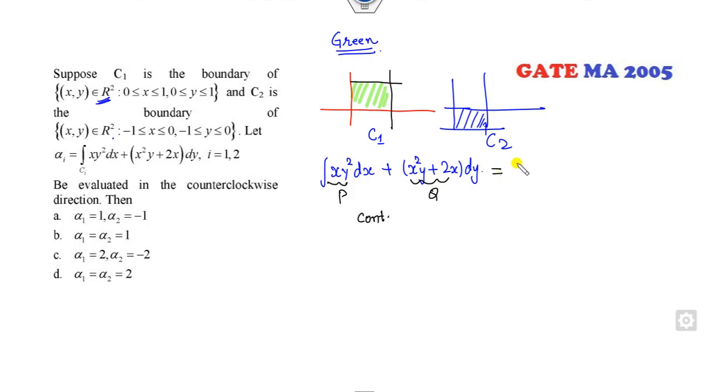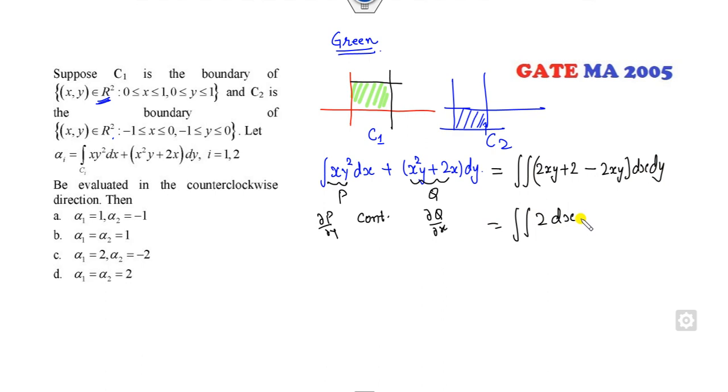Fine. So how can you solve that? It's a double integration of the partial derivative of Q with respect to x, which is 2xy plus 2, minus the partial derivative of P with respect to y, which is 2xy. Fine. So the integration of this is simply 2x dx dy.